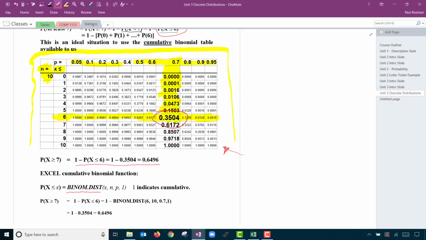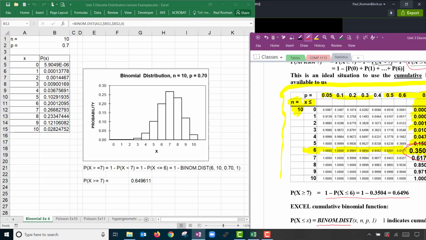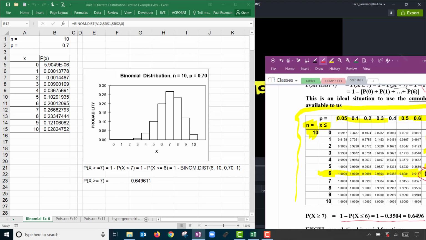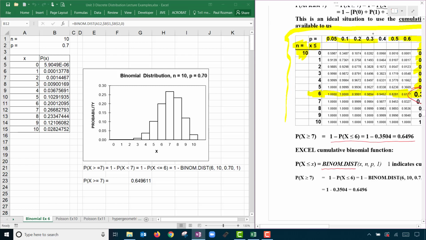So I opened up Excel, and you can see here this question. I set up a table here where I said in our problem n was equal to 10, our probability of success is 0.7. And then I built a table here where I know my x values can go from 0 up to 10.